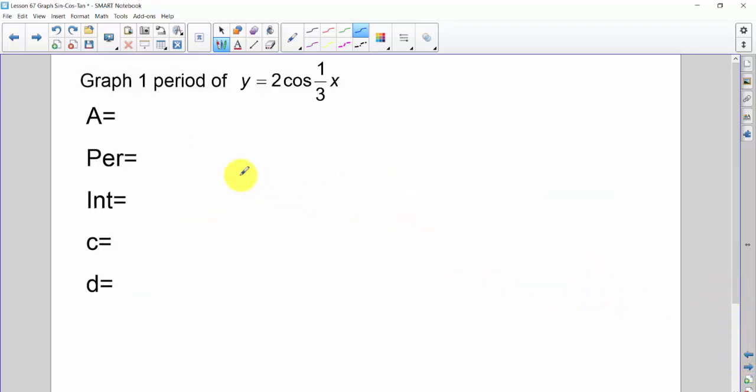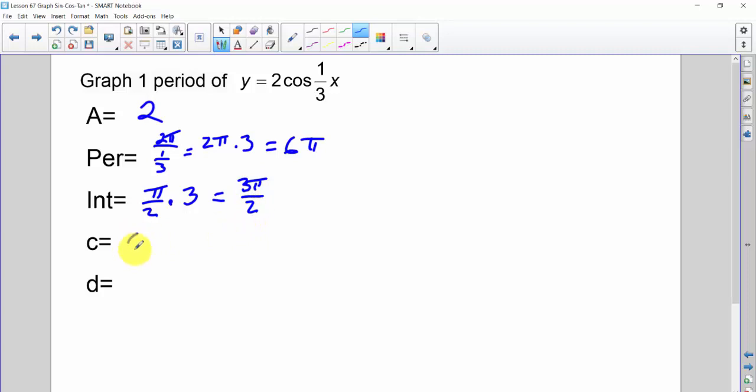So now we're going to put both an a value and a k value into this problem. We have an amplitude of 2, so we'll multiply all the y values by 2. The period is 2 pi over a third, because that's my k value, which is like going 2 pi times 3, or 6 pi. My intervals, which were normally pi over 2, are now going to be multiplied by 3. So my intervals are 3 pi over 2. C and D are both 0.